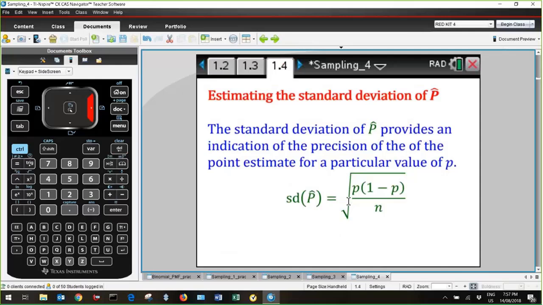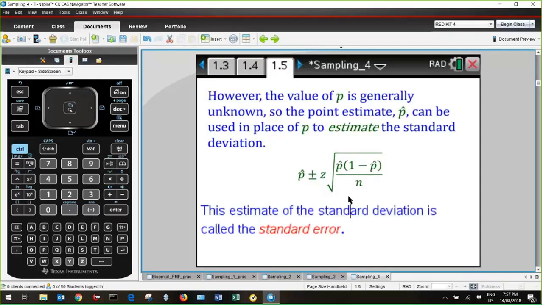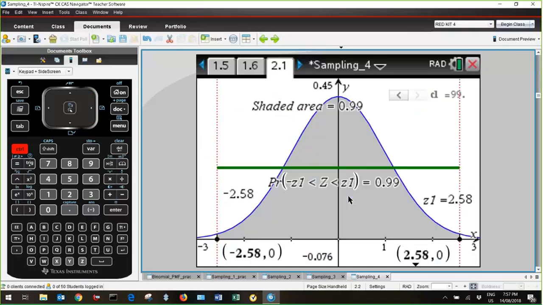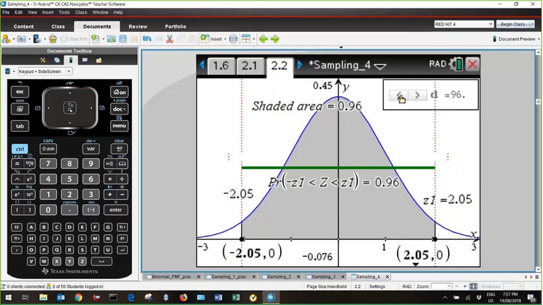The level of confidence, so the value of z. People who have seen my webinars before have seen this before. So 0.99, a 99% confidence interval, 2.58 is the quantile; 95% confidence interval, 1.96; 90% confidence interval, 1.64.